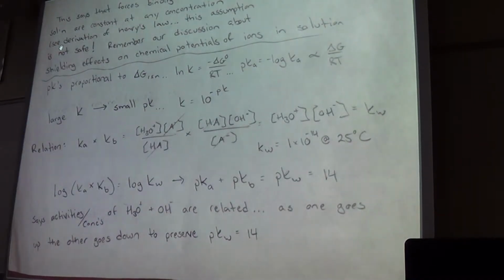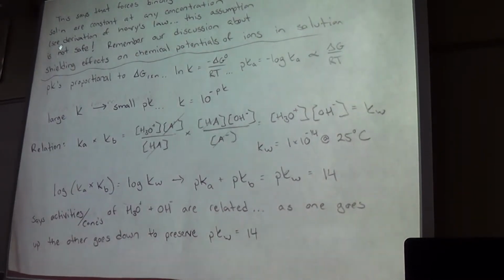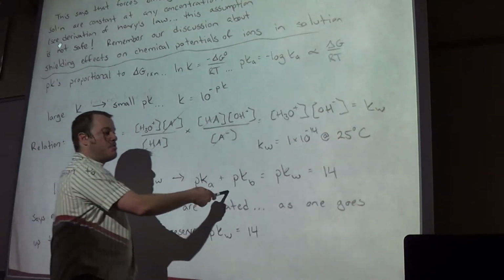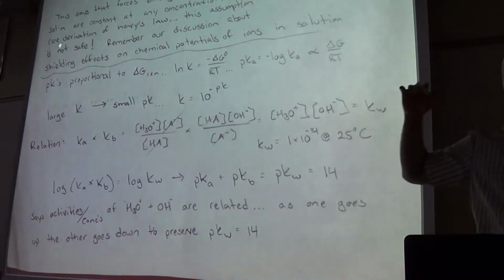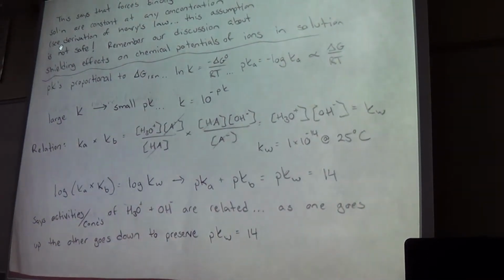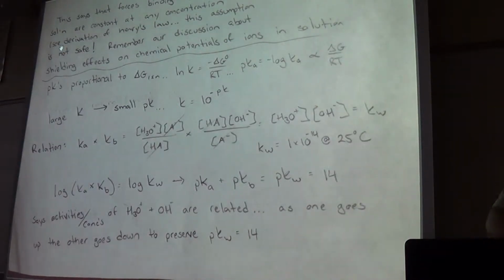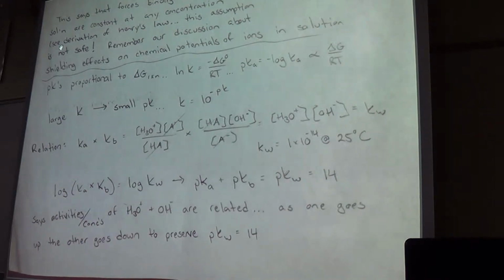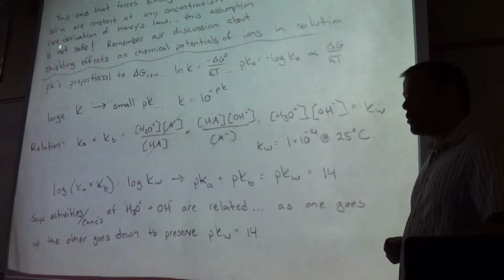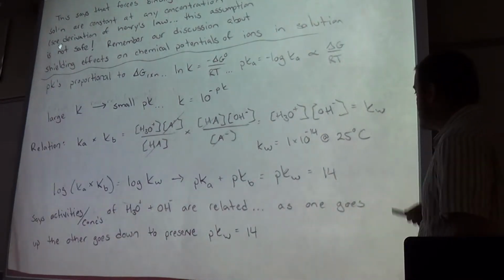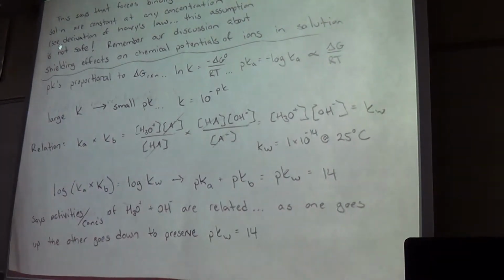This should all be reviewed from acid-base chemistry. The fact that pKa plus pKb is equal to a constant basically means that as the activity of one species goes up, the activity of another species goes down. Since activities are being expressed as concentrations in the limit of the dilute solution, that means that as the concentration of one species goes up, the concentration of the other species goes down. This makes sense. If you've got a bunch of H plus in solution, you're not going to have a whole lot of OH minus. That excess H plus is going to protonate a large fraction of any OH minus that you have in solution.